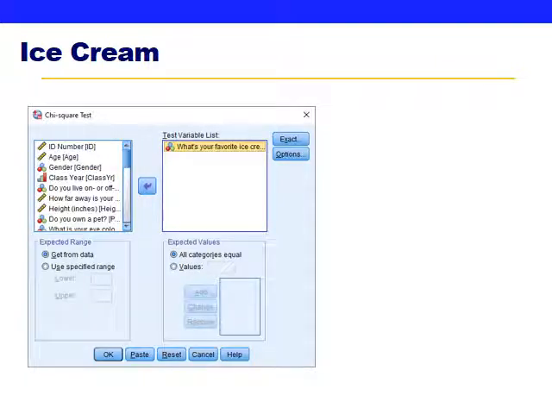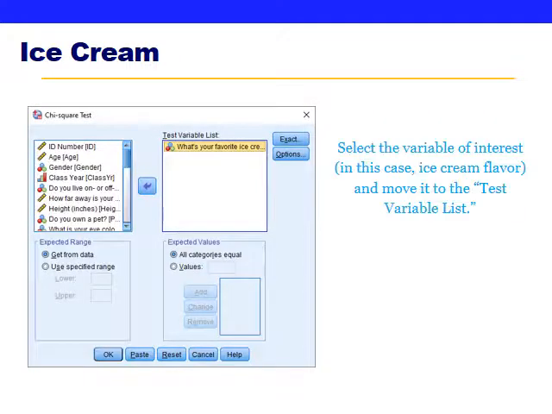When you click on the chi-square test, this is the window that will pop up. As usual, we have a list of all of our variables on the left-hand side. The first thing we're going to do, as we always do, is we're going to find the variable that we're interested in testing, which in this case was the question that asked you to report your favorite ice cream flavor. We're going to click on that variable and use the arrow box in between the two boxes to move it to the test variable list.